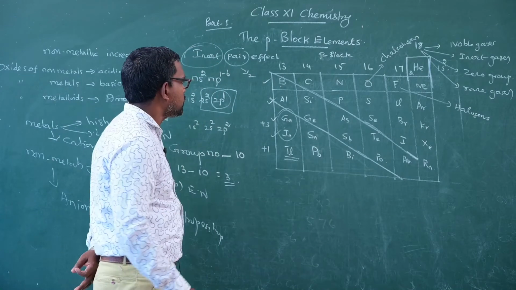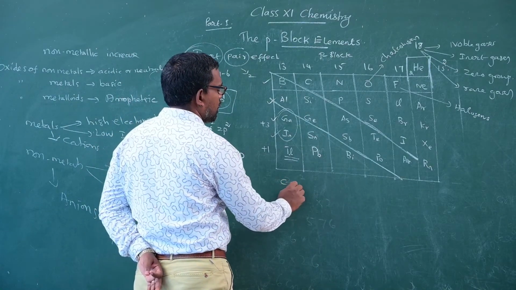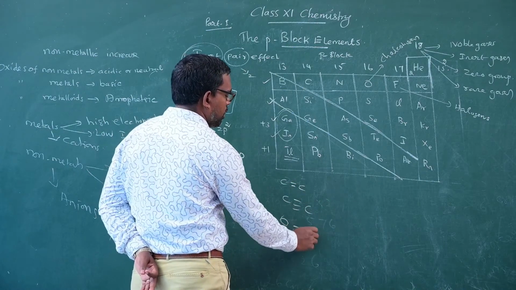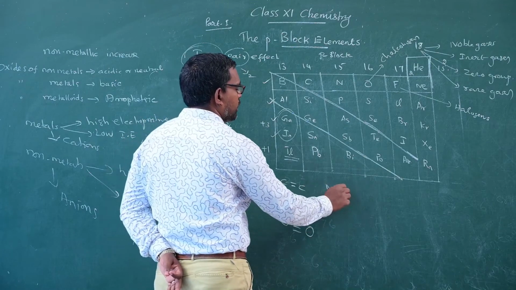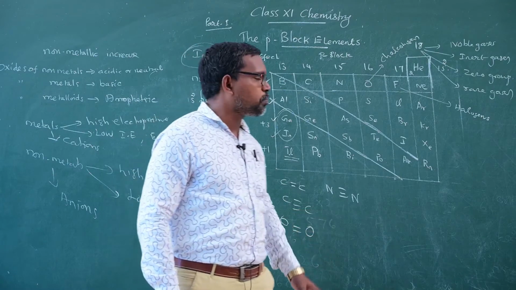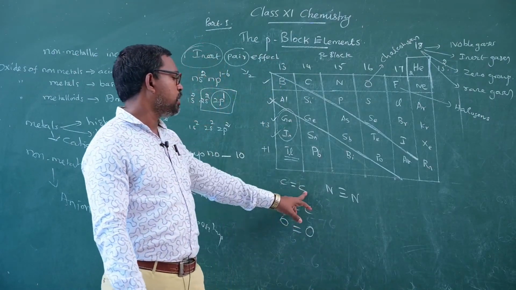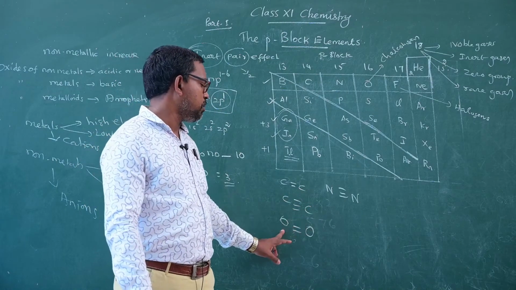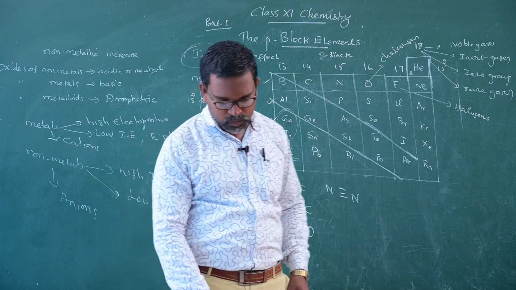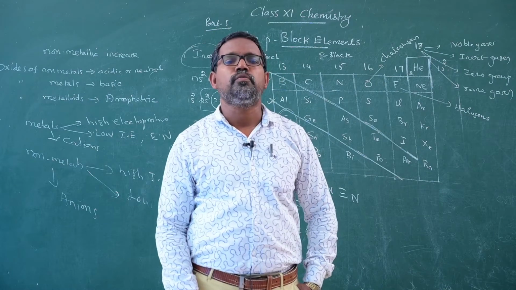So we know that carbon possesses greater tendency to form carbon-carbon double bonds and carbon-carbon triple bonds. Oxygen forms oxygen-oxygen double bonds. Nitrogen forms nitrogen-nitrogen triple bonds. So some of the elements possess greater tendency to form multiple bonds: carbon-carbon double bond, carbon-carbon triple bond, oxygen-oxygen double bond, nitrogen-nitrogen triple bond. These are the tendencies of the elements.